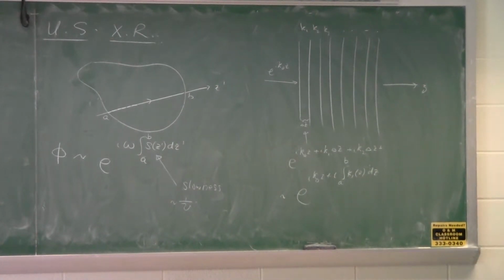What is assumed in this physical picture? Something is absent in this physical picture, right? What is it? No loss. No reflection, right? No backscattering. The wave just goes through straight like that.